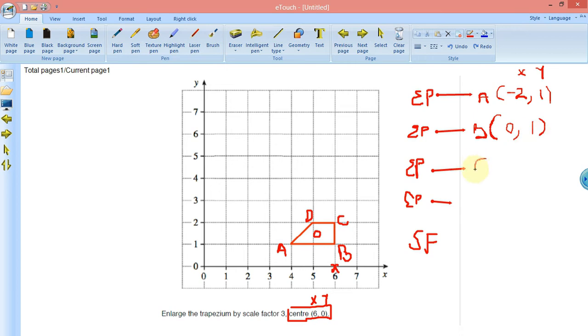From enlargement point to C, C is also directly overhead here. So you're not going to move either to the left or right. So it's directly, okay, so that's 1, 2. So that's 0, 2.